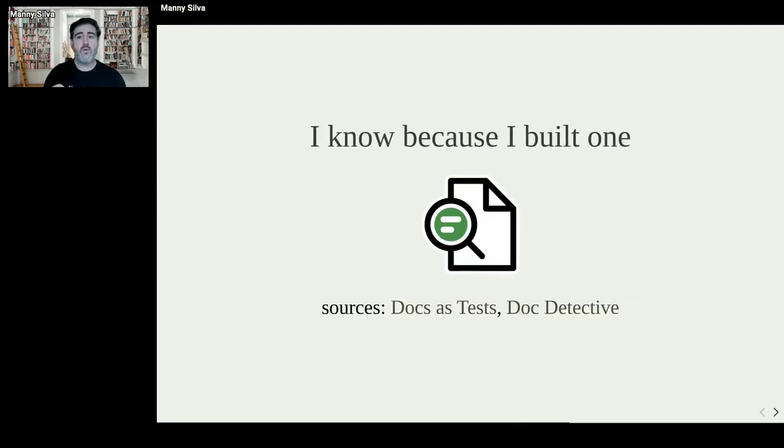And I know that these work because I built one of these tools. Doc Detective automates documentation testing. It does everything that we just discussed so that you can be confident in your documentation, so that you can know that it is reliable, so that you can build and maintain trust with internal and external users instead of turning them away.